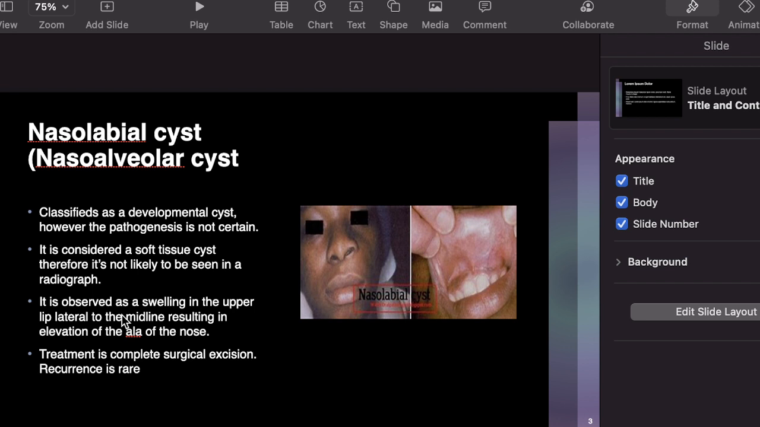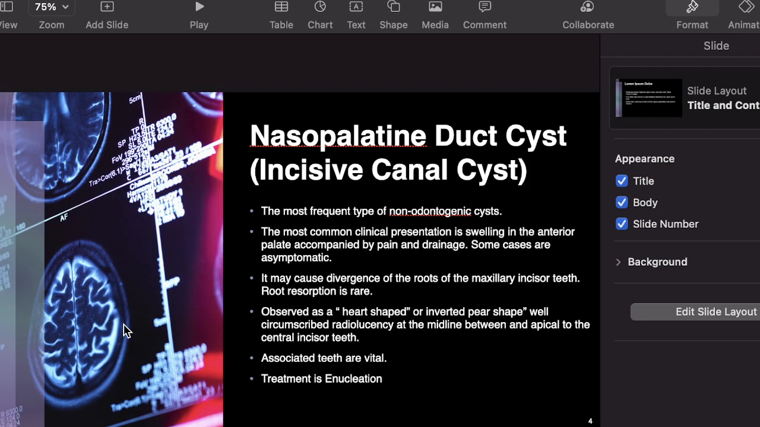Again, it is observed as a swelling in the upper lip lateral to the midline, resulting in elevation of the ala of the nose. If you look at the diagram, we can clearly see that it is present lateral to the midline and the ala of the nose is actually elevated. The treatment is complete surgical excision or enucleation. Recurrence rate is rare.